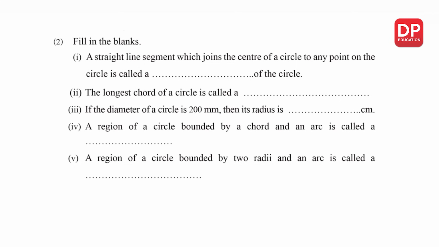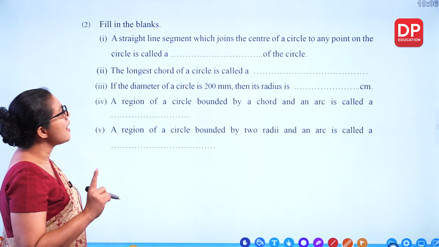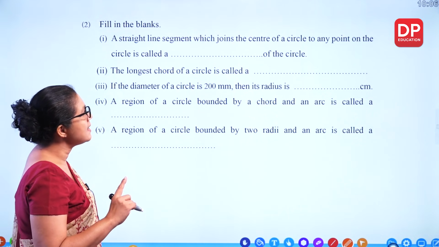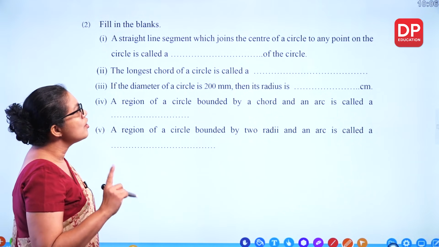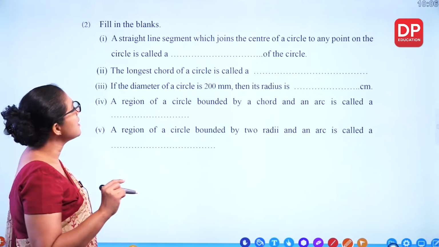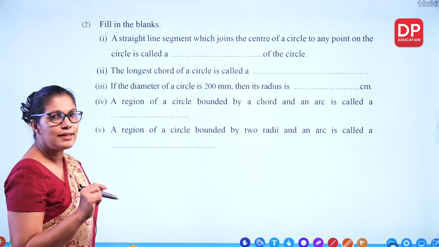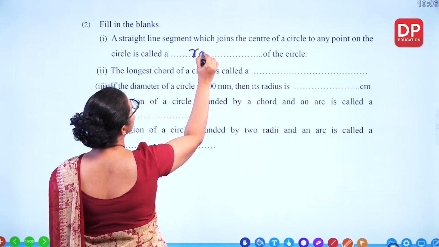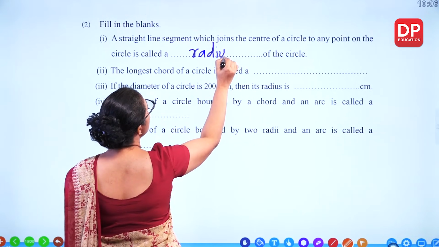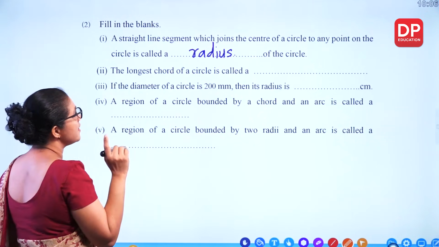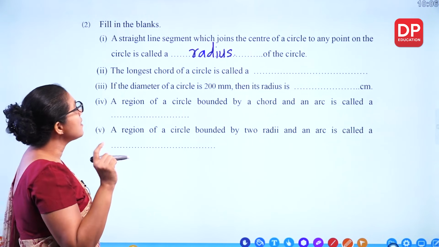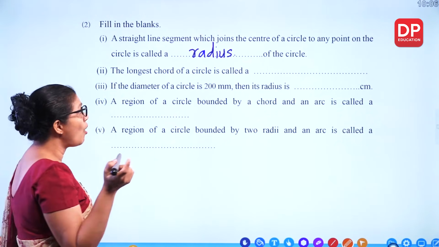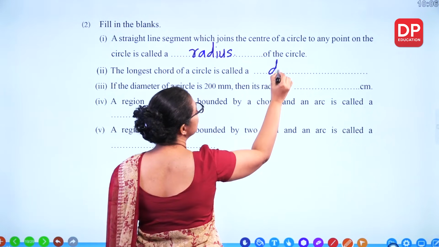Fill in the blanks. A straight line segment which joins the center of a circle to any point on the circle is called a radius. Center to any point on the circle we call radius of the circle. The longest chord of a circle is called a diameter.